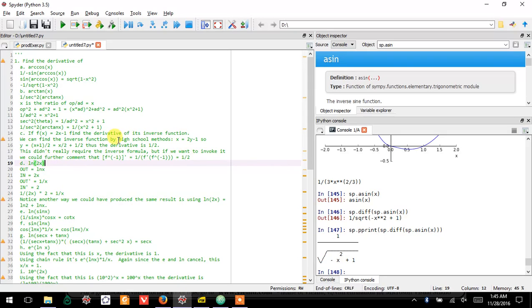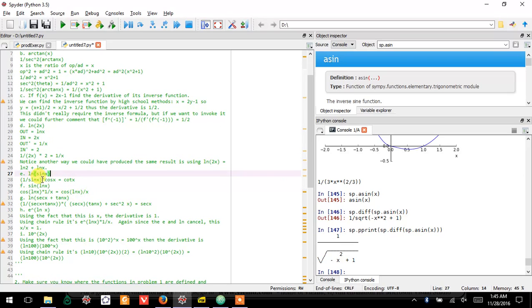Okay, we'll find the derivative of ln of 2x by chain rule. We say the outer, the inner, we get their derivatives, we plug in the original inner into the derivative of the outer, and multiply by the derivative of the inner. After cancellation, the answer is 1 over x. Notice that we could have produced the same result just by using some logarithm knowledge, that it's equal to ln 2 plus ln x. If we take the derivative, the ln 2 just vanishes, turns into 0, and this is 1 over x, the same answer.